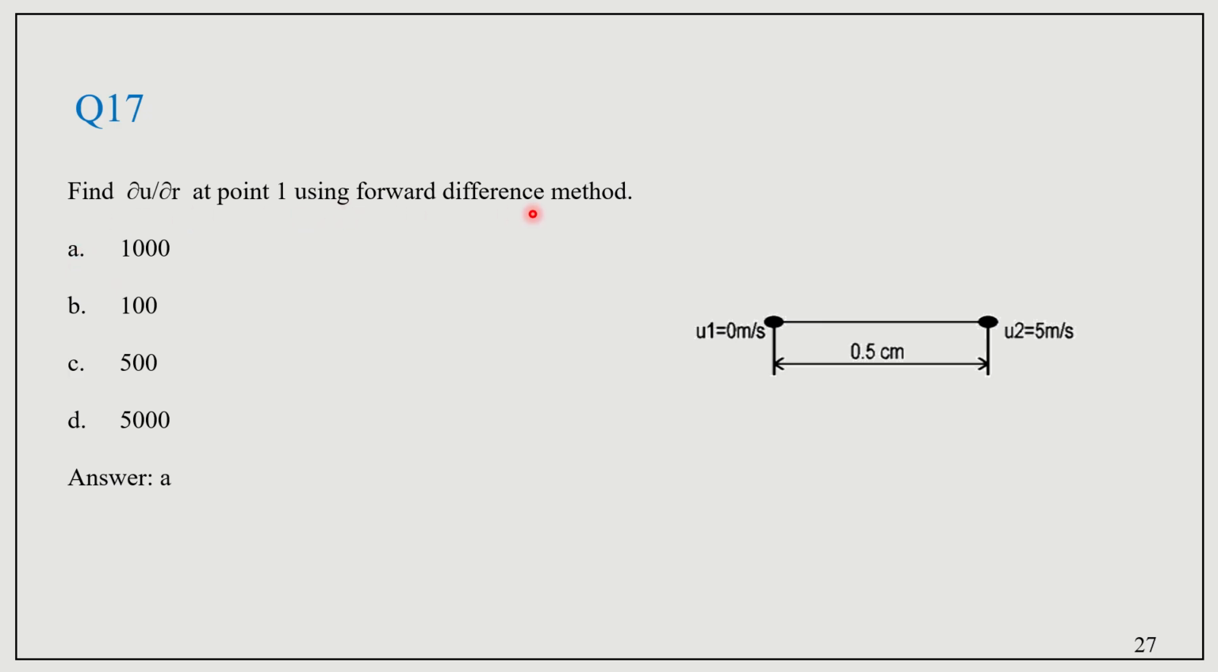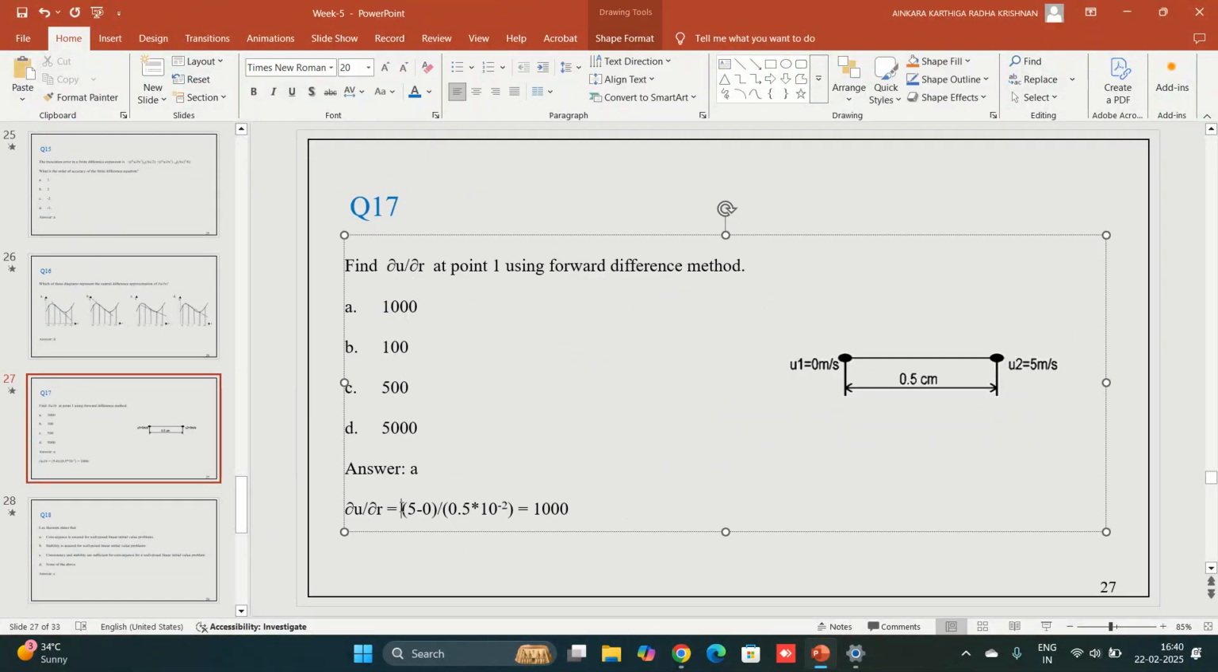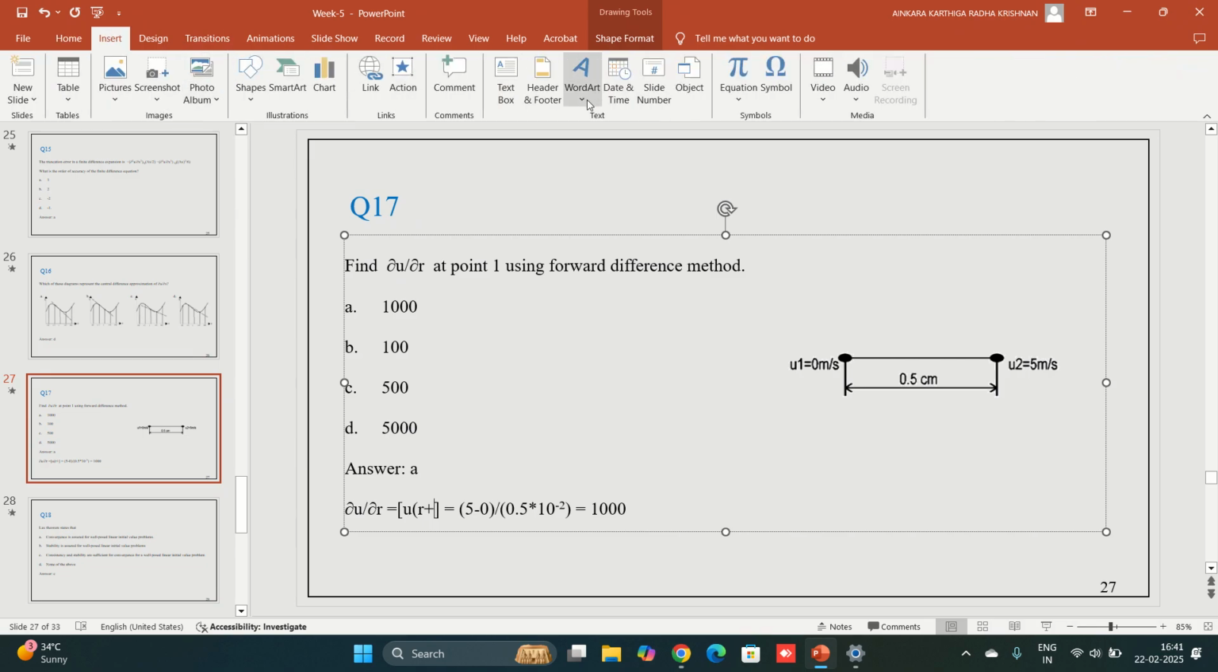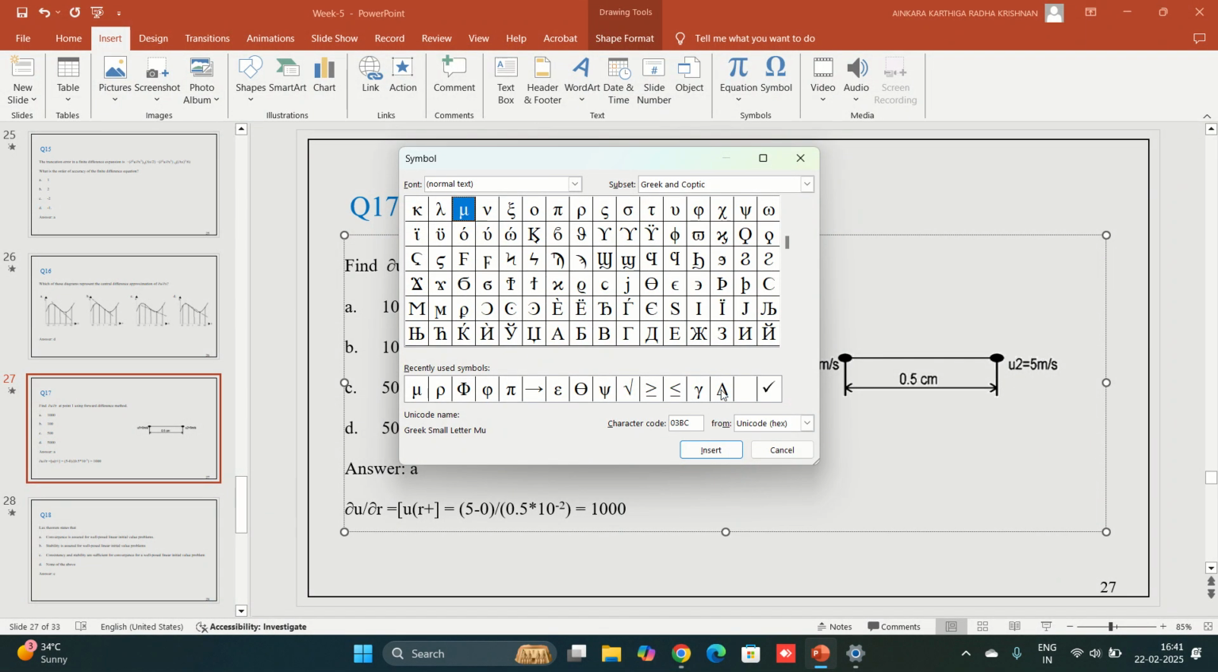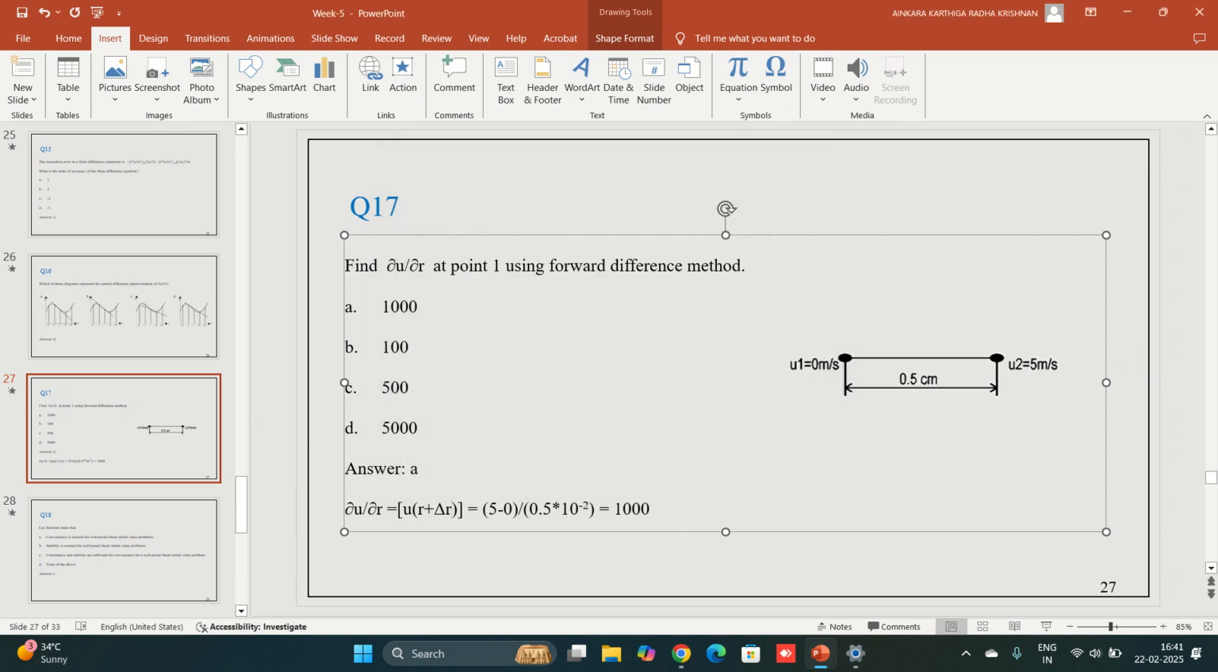Find ∂u/∂r at point 1 using the forward difference method. So the answer is option A, because ∂u/∂r we can calculate using the forward difference approach: u at r plus Δr minus u at r, divided by Δr. So now it is more clear.